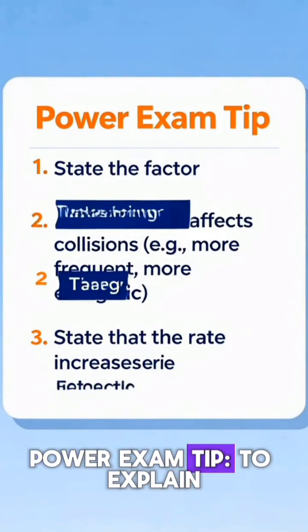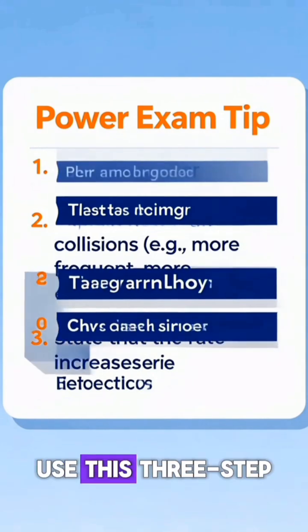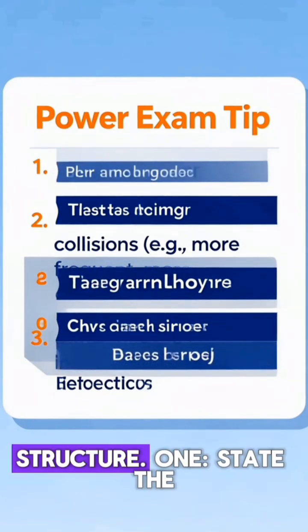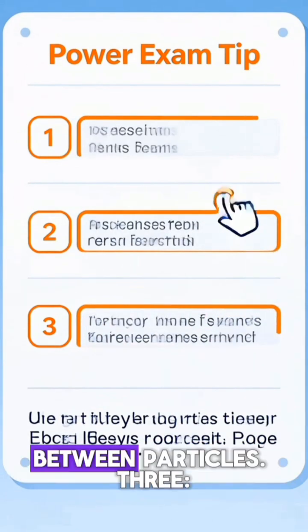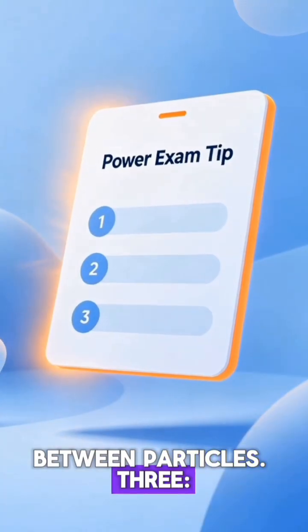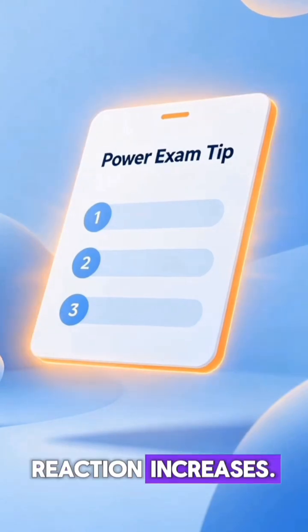Power exam tip. To explain any factor, use this 3-step structure. 1. State the factor. 2. Explain how it affects the collisions between particles. 3. State that the rate of reaction increases.